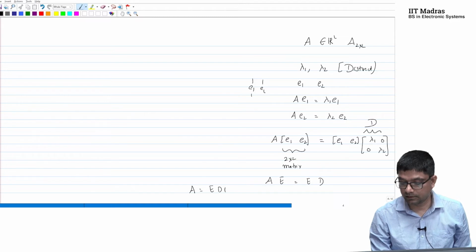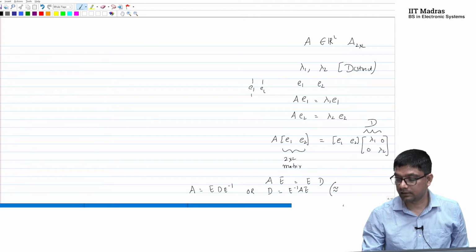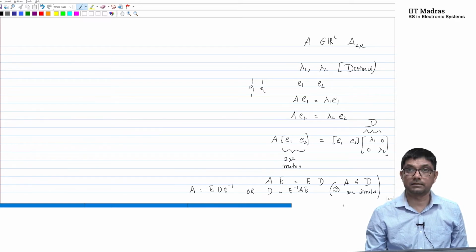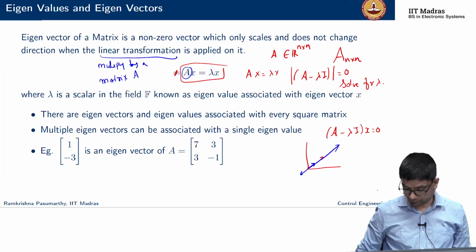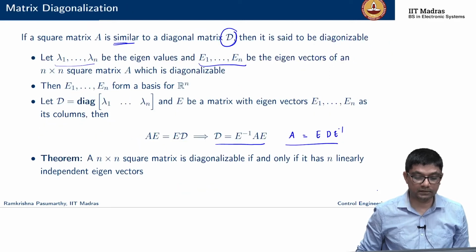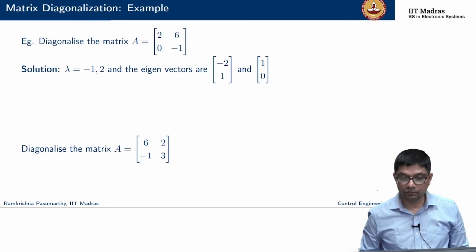Or I can write this as A is E D E inverse, or D is E inverse A E, and this implies that both A and D are similar matrices. Okay, so that is what this diagonalization business is all about, right? Okay, and then let me just do an example first, right?